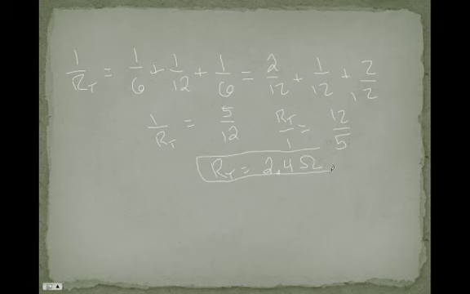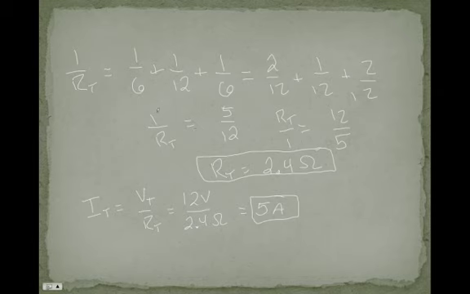And like I said before on Thursday, notice that the total resistance is less than any one of the resistances involved. So 2.4 is less than 6, so that makes sense. Now we need to find the total current. So the total current here is equal to total voltage over total resistance. And so it's our 12 volts divided by 2.4 ohms, which is equal to 5 amps.